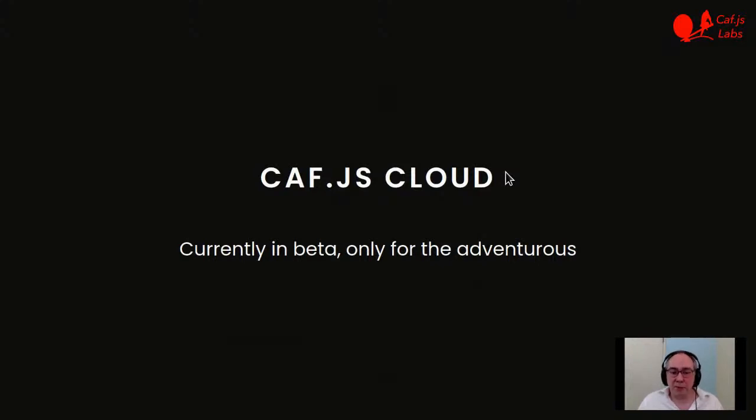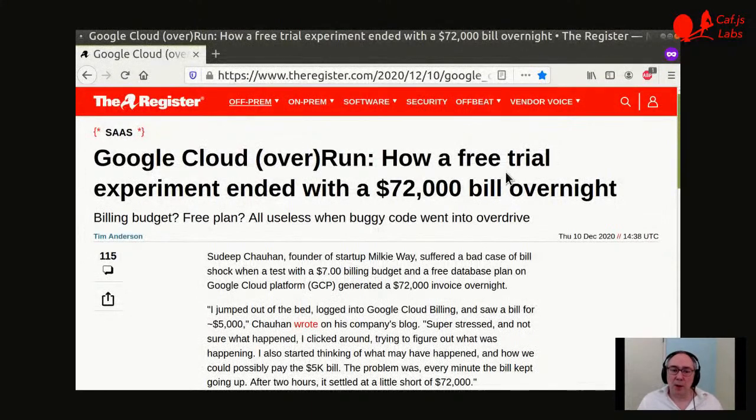Let me talk about the Caf.js Cloud, and that's the last part of my talk. When you build an abstraction like I'm trying to do on top of a serverless platform that flexes resources on load, your number one nightmare is that when you try to resell it to other programmers, if one of them makes a mistake, that mistake can be extremely costly because that is going to trigger flexing resources on load. And as you can see, you can get a $72,000 bill overnight.